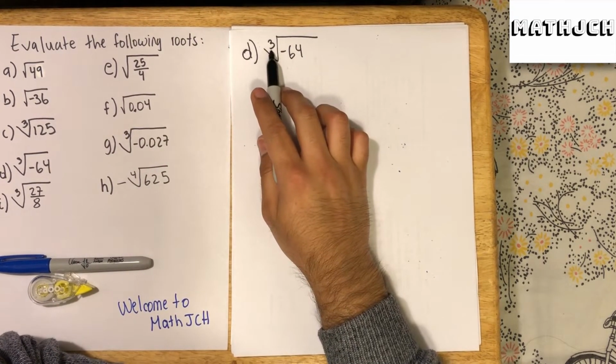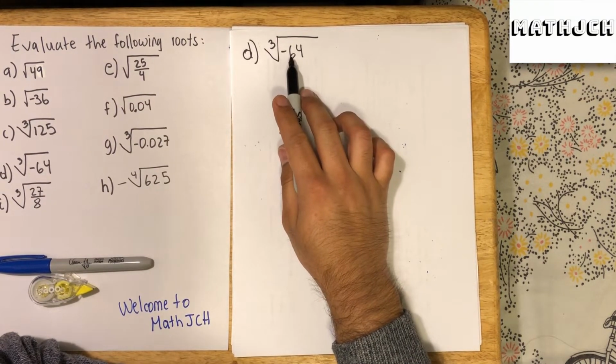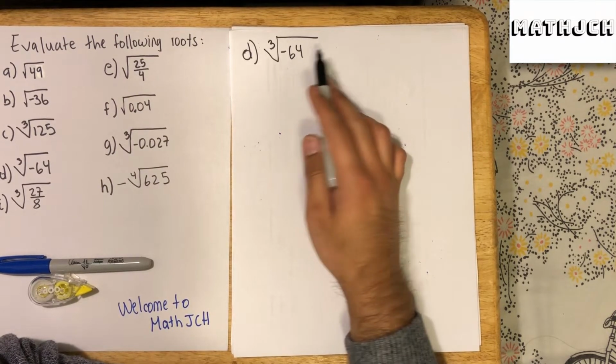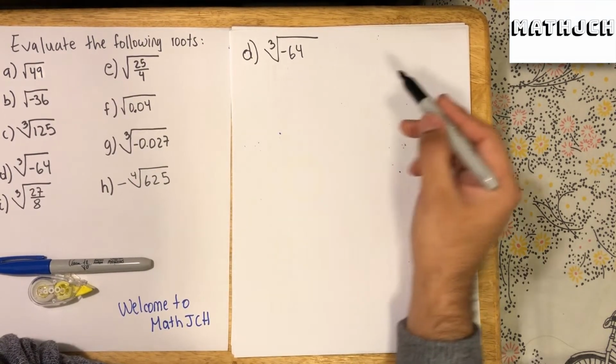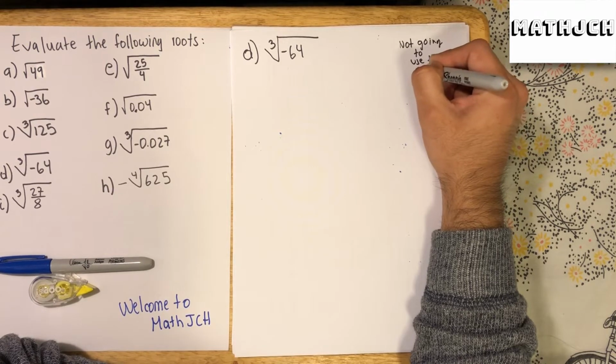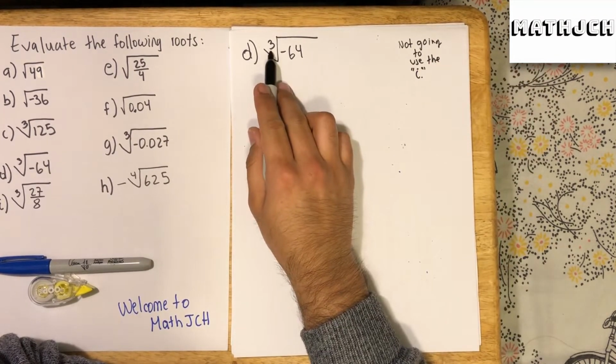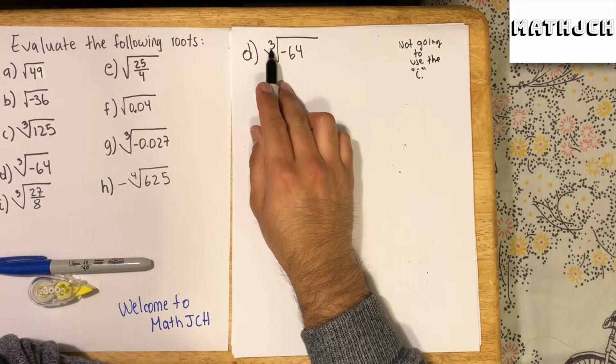Notice that in this case, we have a cube root. So we could actually have a negative number inside the root. So we're not going to use the imaginary i, okay? Because our index in this case is an odd number.